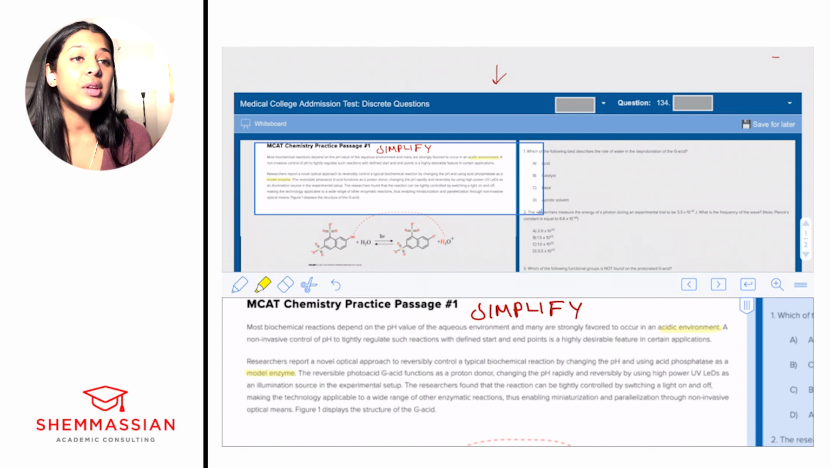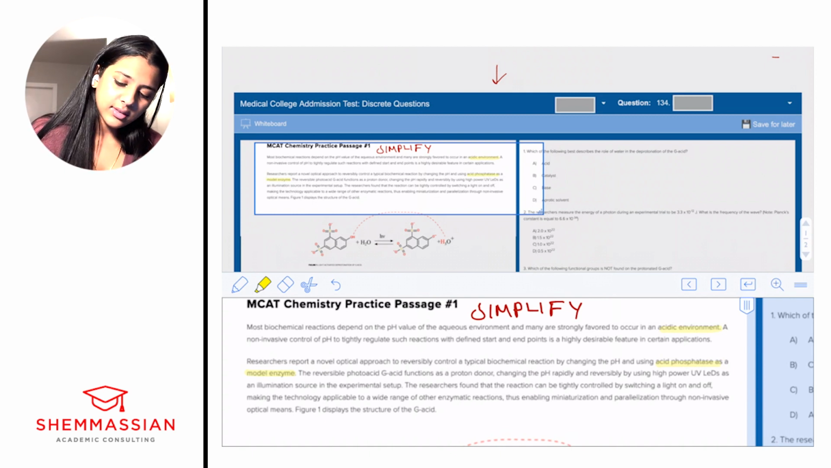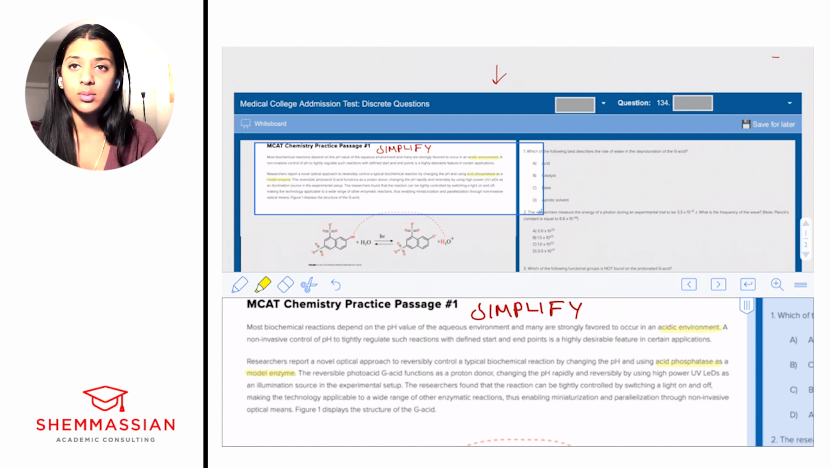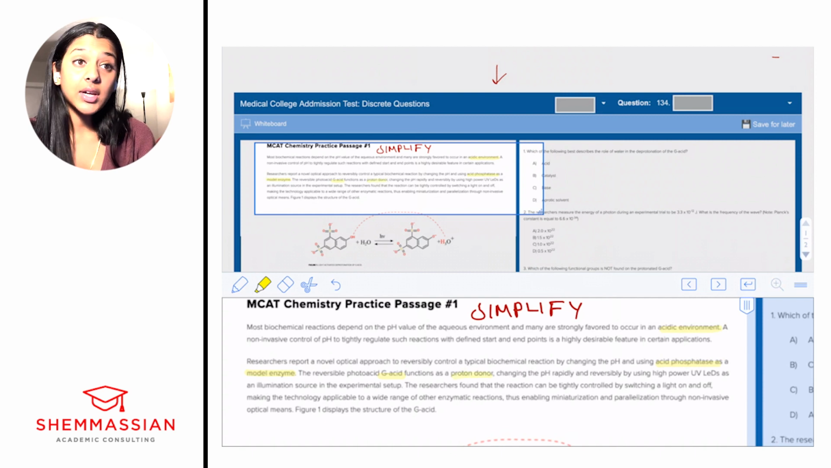Okay, changing the pH rapidly and reversibly by using high-power UV LEDs as an illumination source in the experimental setup. So I guess the LEDs, this is where kind of this optical comes into play here. We don't know if that's important or not. Seems like it could be, so I'm going to highlight it for now, but not too much, not all over the place. Okay, the researchers found that the reaction can be tightly controlled by switching a light on and off, making the technology applicable to a wide range of other enzymatic reactions, thus enabling miniaturization and parallelization through non-invasive optical means.